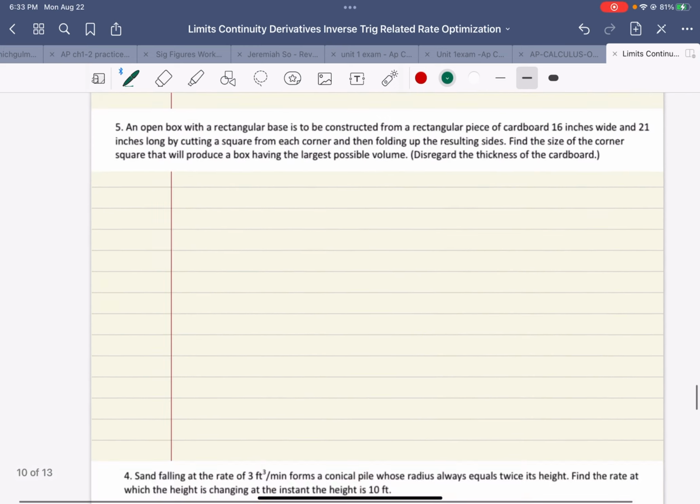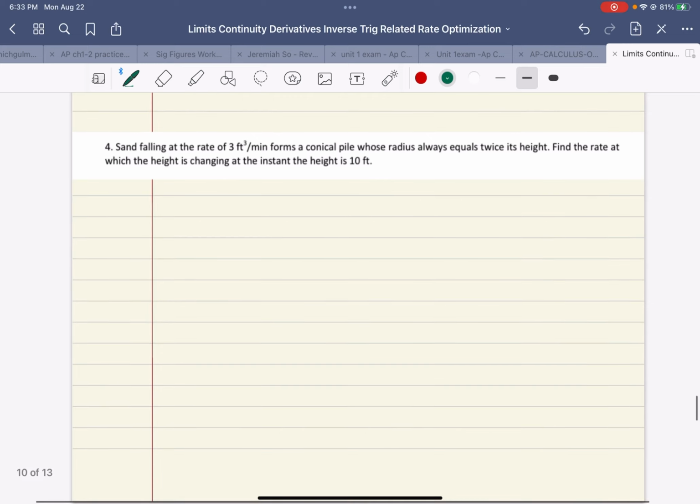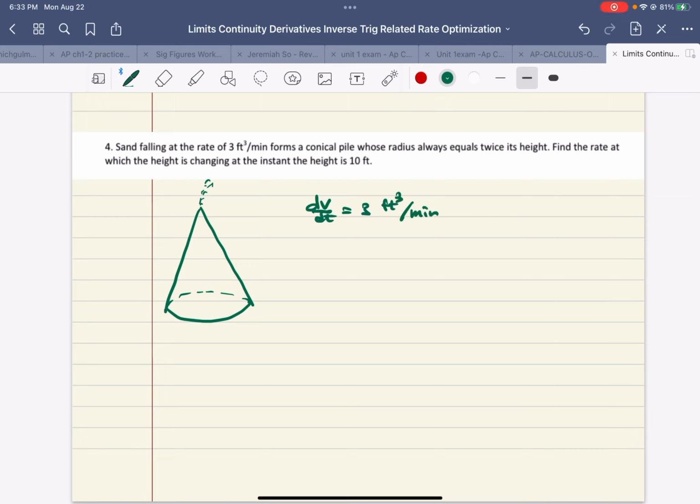Let's move on. Now, number 4: sand falling at the rate of 30 cubic feet per minute forms a conical pile whose radius is always equal to twice the height. Find the rate the height is changing at the instant the height is 10 feet. So the conical pile looks like this, and they gave you dV/dt is 30 cubic feet per minute. That's how fast the volume changes.